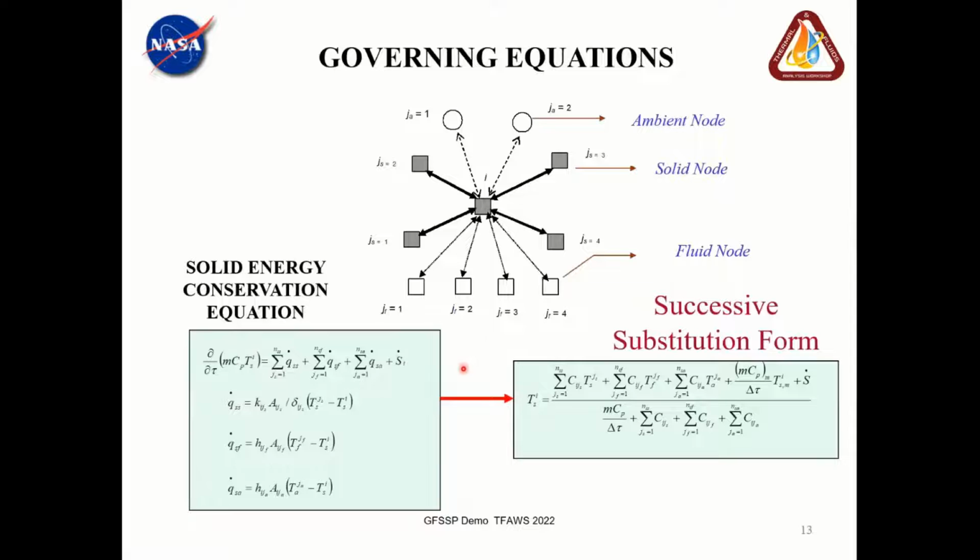Now, when it's a conjugate heat transfer, you also solve the energy conservation equation. The energy conservation equation accounts for all the energy coming from the fluid nodes, solid nodes, and also from the ambient node. So you can express the energy conservation equation in this form. On the left-hand side is the rate of change of energy for this particular node, and all the energies that are coming through conduction, convection, and from the ambient. You can also include radiation. The temperature of the solid node can be expressed as a function of the temperature of all the neighboring nodes, which includes the fluid node, solid node, and the ambient node.